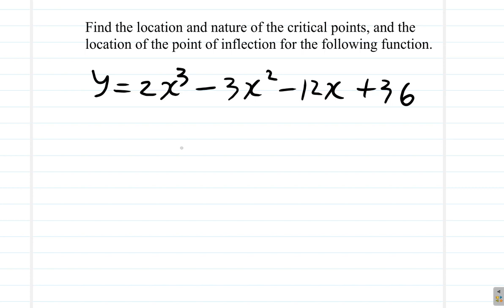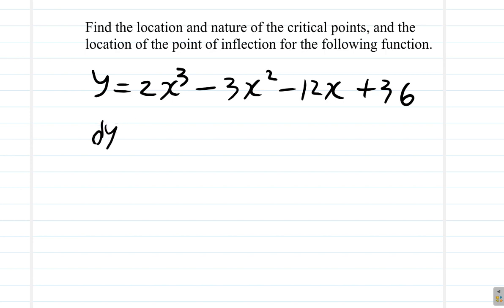Now to find where the critical points are, whether it's a maximum point or a minimum point, you know that the gradient will be 0. That means if you draw a tangent to the curve at the maximum point or at the minimum point, it will be horizontal, so the gradient is 0. So we can find out where that is by finding the gradient function and equating it to 0 and solving.